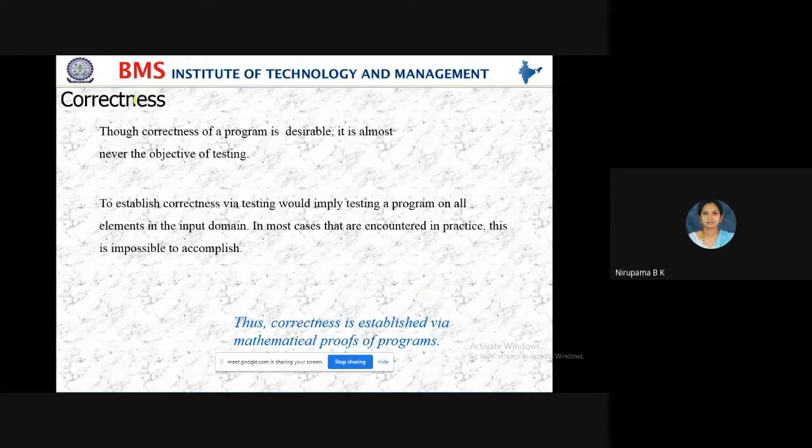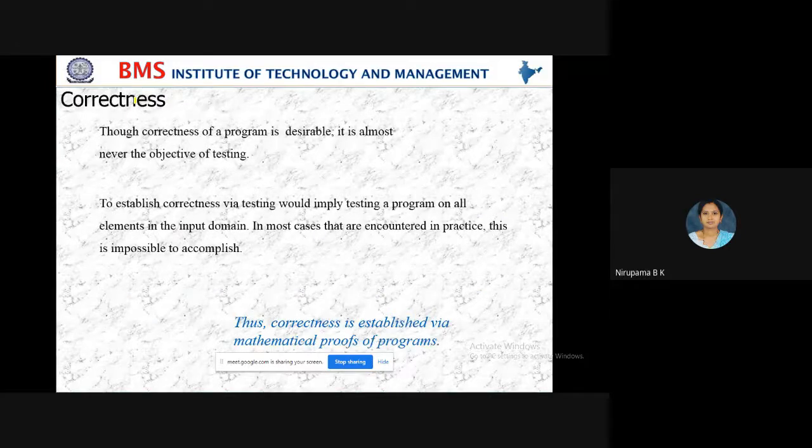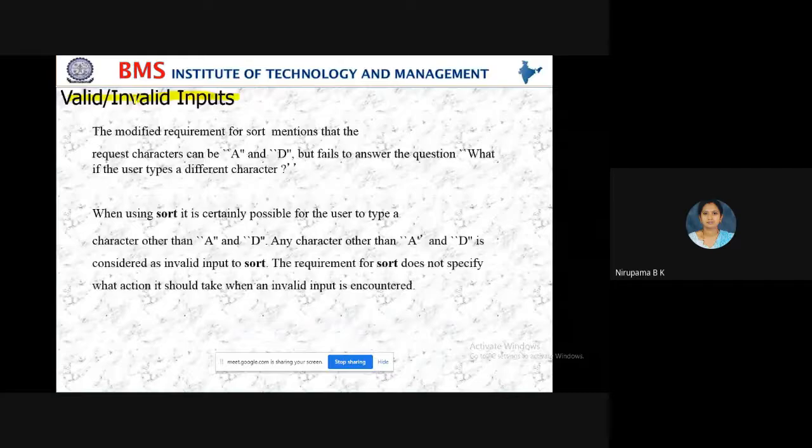Next, correctness versus reliability. This also we have seen. What is correctness? How do we say the program is correct? Go back to your diagram, this flow chart.